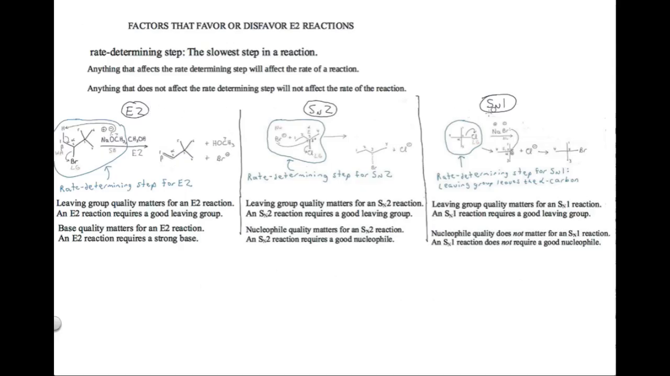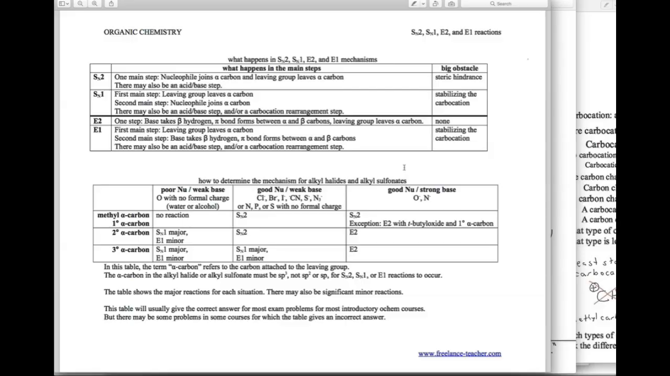All three of these mechanisms require a good leaving group. Now, how can you tell whether you have a strong base or a weak base? How can you tell whether you have a good nucleophile or a poor nucleophile? Well, you can tell if you have this table memorized. Remember, you need to have the species at the top of each column memorized.